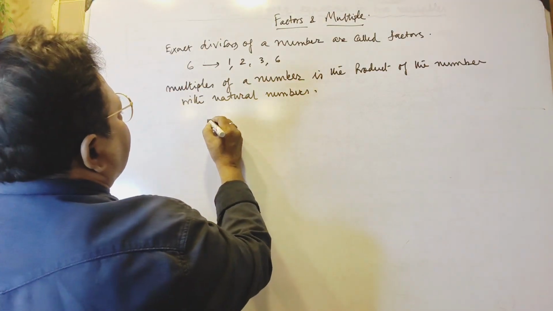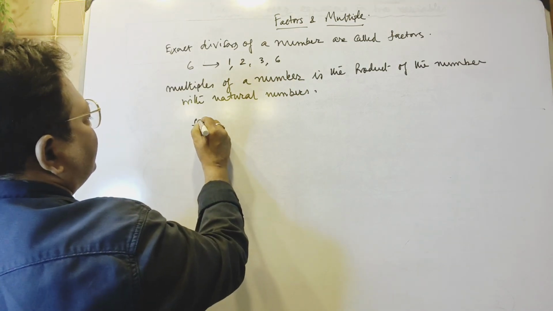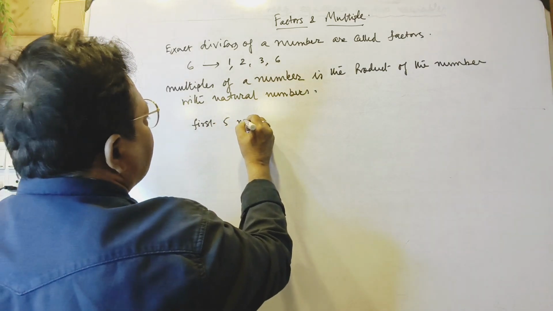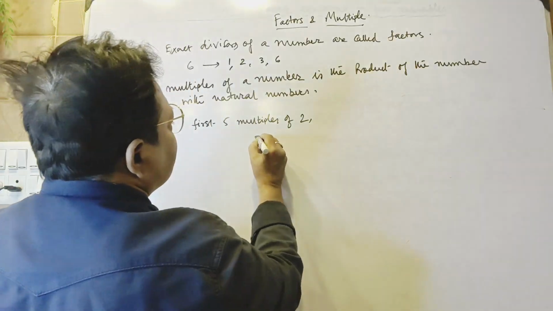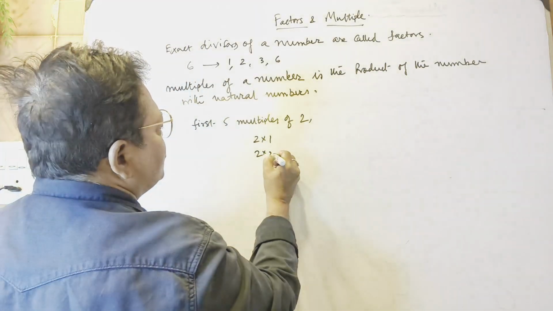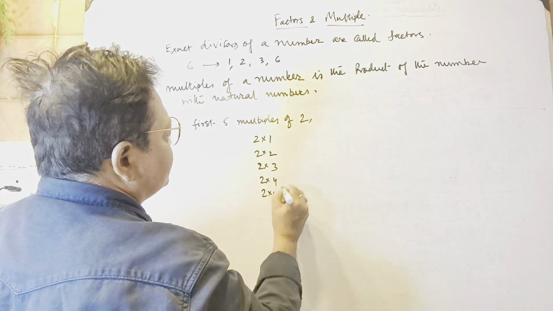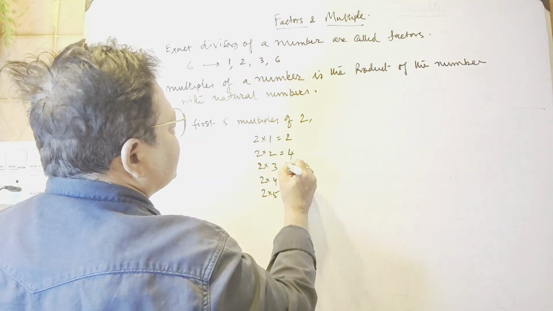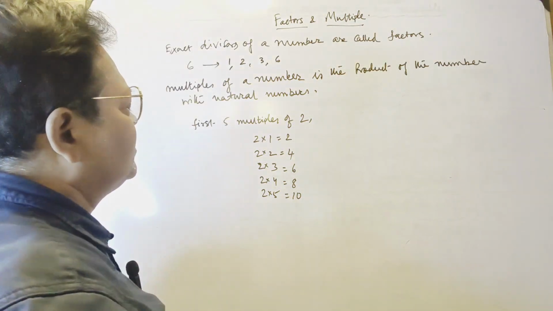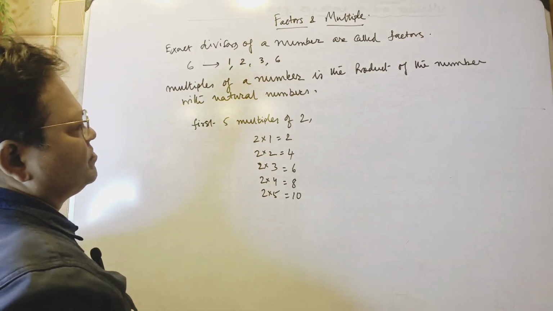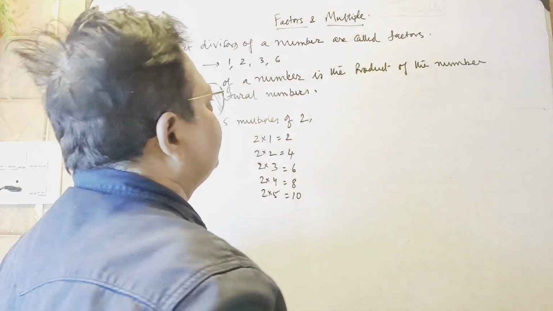As for example, suppose the first five multiples of 2. What will that be? 2 into 1, 2 into 2, 2 into 3, 2 into 4, 2 into 5. So these are the first 5 multiples of 2.